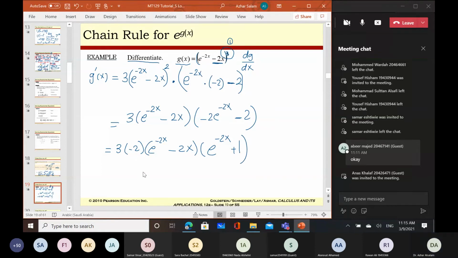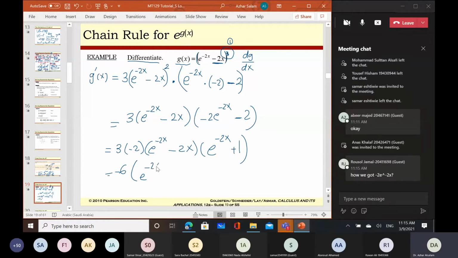Okay. Maybe here minus 6 multiplied by e to the power minus 2x, minus 2x, multiplied by e to the power minus 2x plus 1. This is all simplification. I can actually stop here for finding the derivative, but maybe in the multiple choice you will have the simplest form.